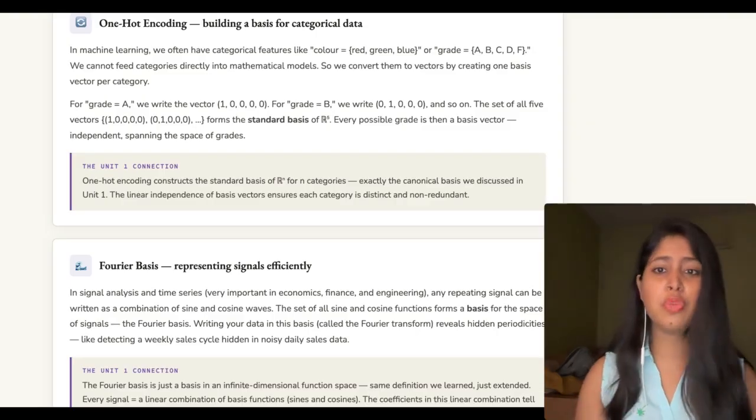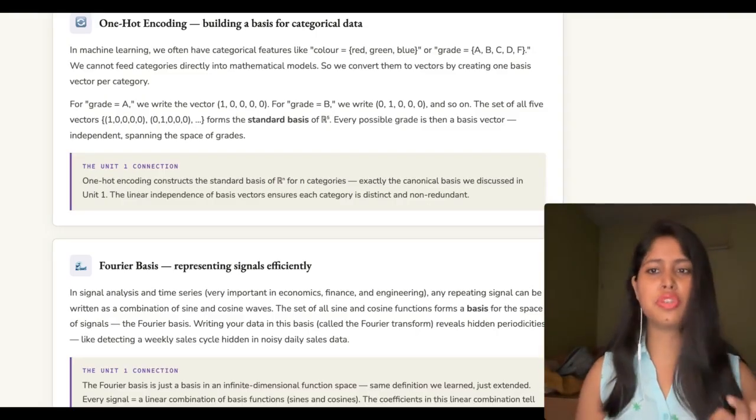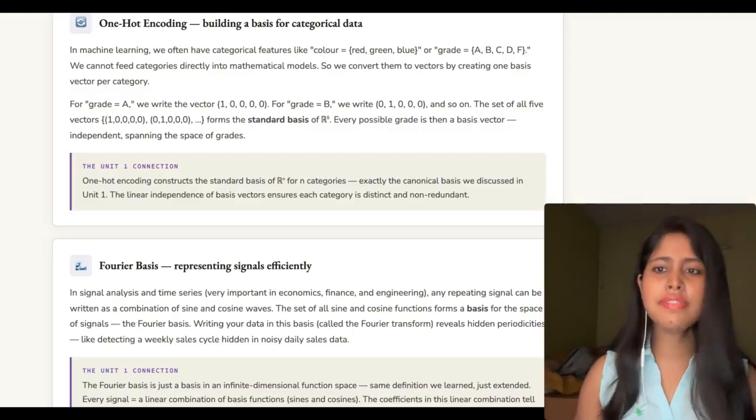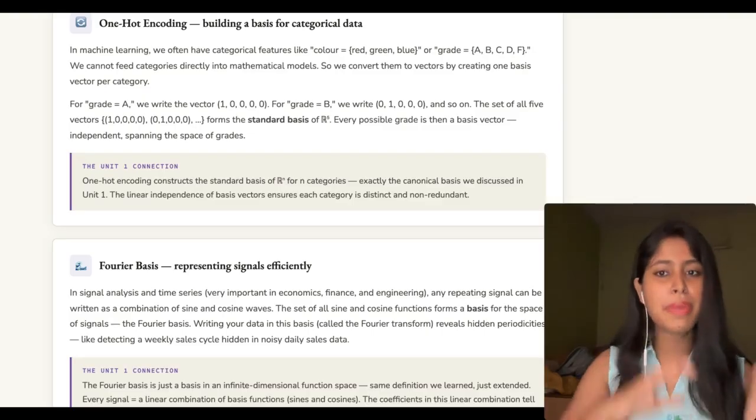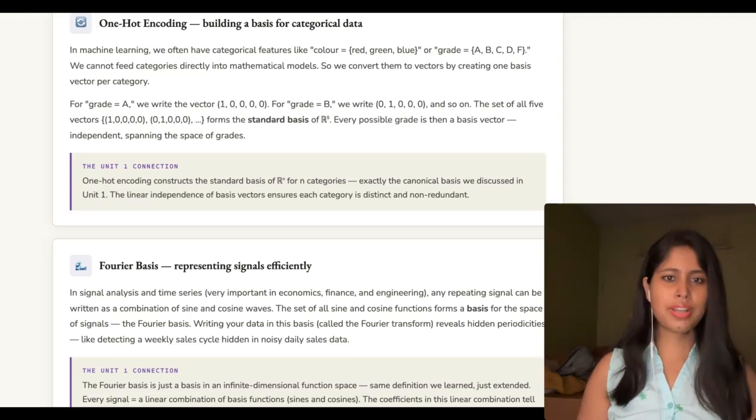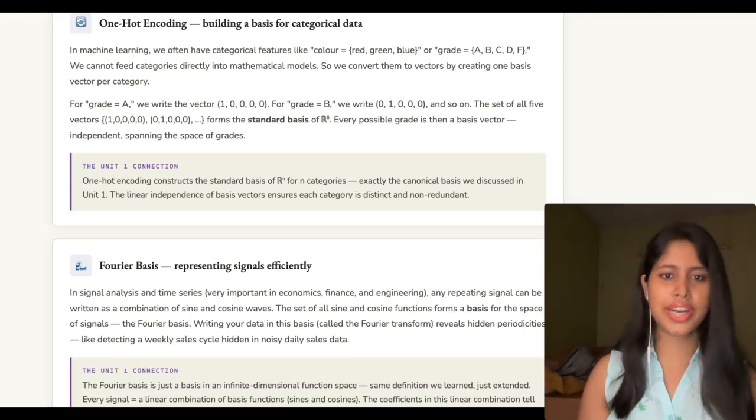Notice what we did here. We created a basis, the standard basis of R3, and we assigned one basis vector to each category. The resulting vectors are linearly independent. They span R3 and they uniquely represent each category. That is the definition of basis applied directly.